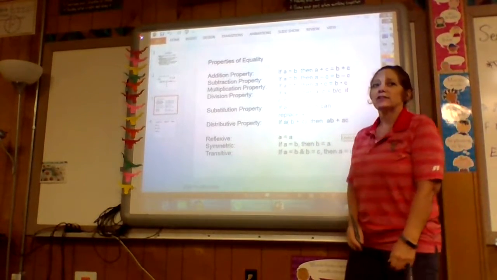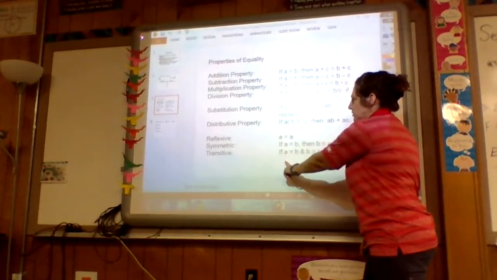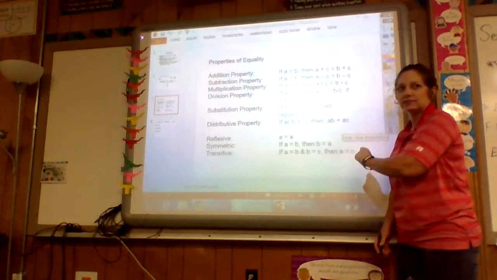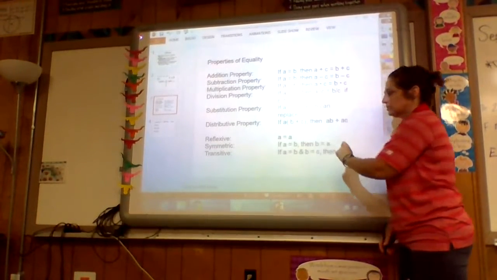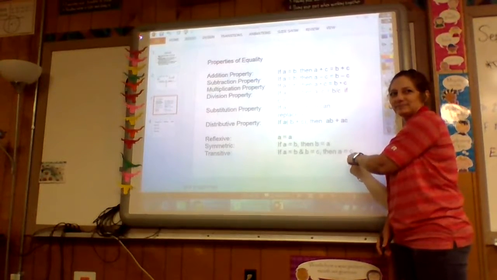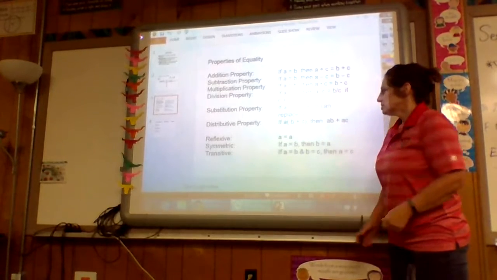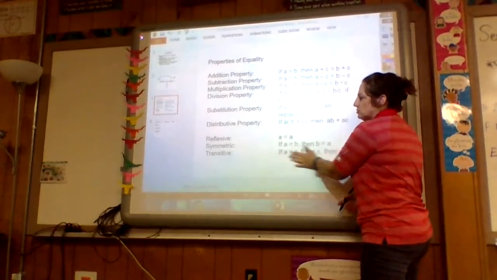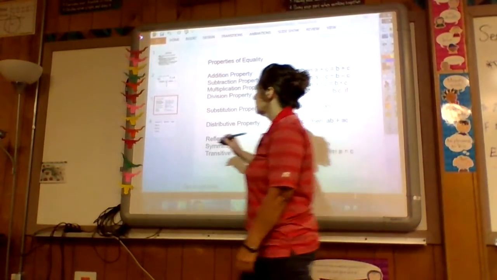Transitive. I'm hoping this one sounds familiar from yesterday. Watch. If A equals B and B equals C, then A equals C. If the first thing equals the second thing, and the second thing equals the third thing, then the first thing equals the third thing. What is that like? The thing we just did: syllogism. Yes, it's like the law of syllogism. So it kind of transfers from wording, the law of syllogism, to an algebraic version. All right, so those are those properties.